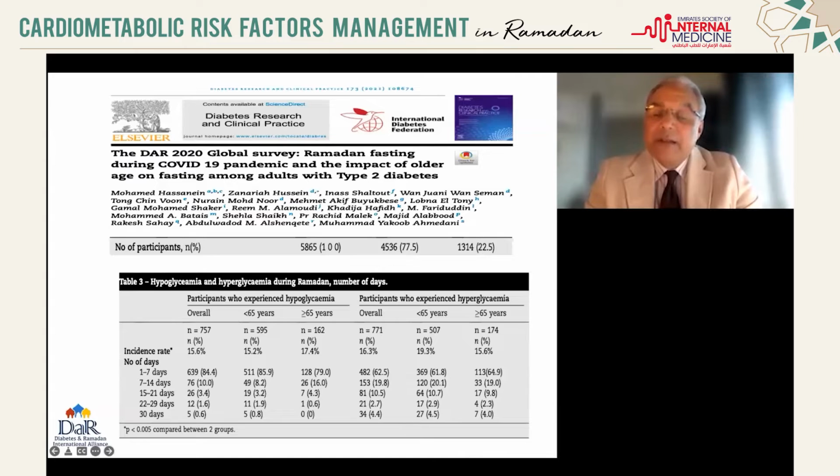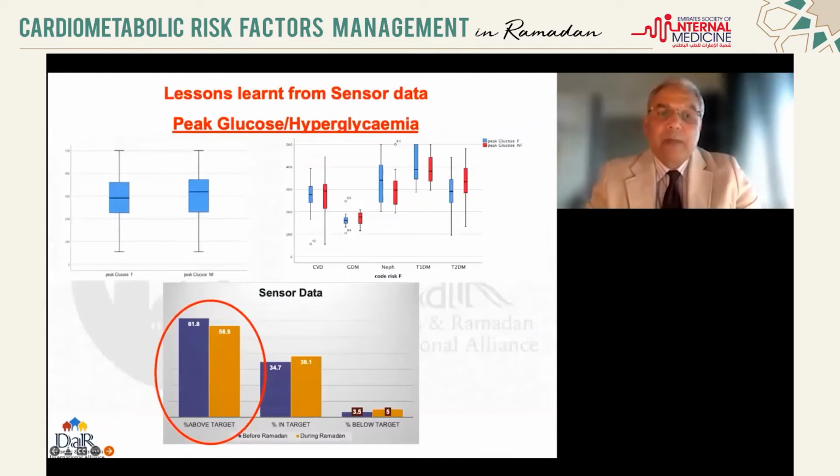So what this data is saying to us is, hyperglycemia is a problem that is very much underestimated and is very much prevalent in people with diabetes during the month of Ramadan and out of Ramadan as well. Hypoglycemia, because of the unpleasant effects, is what makes people remember, but the fact of the matter, it is less frequent than hyperglycemia.